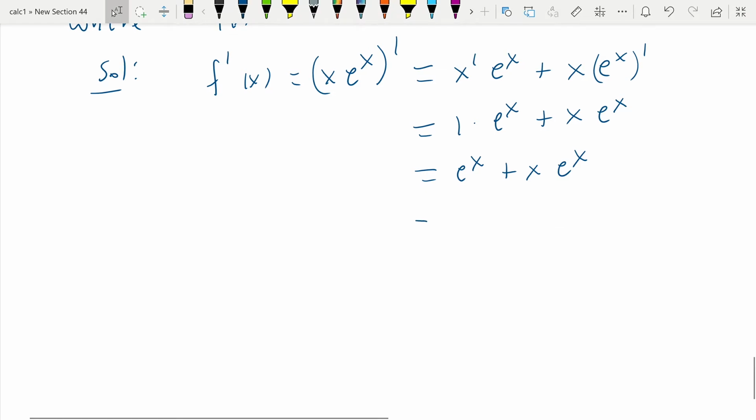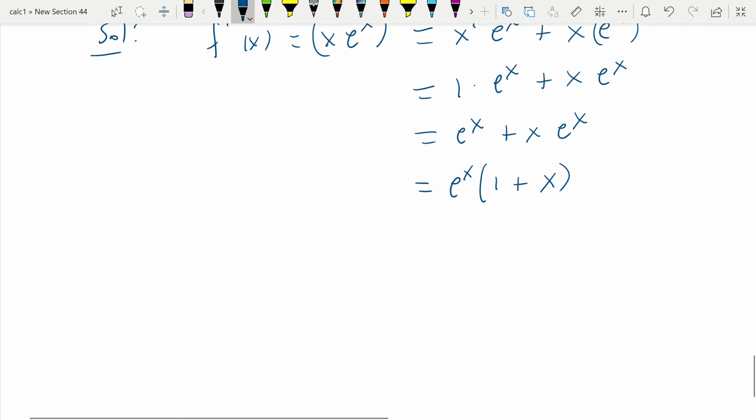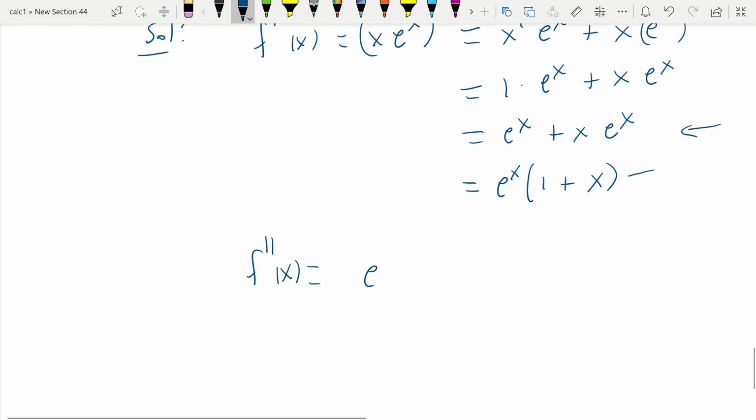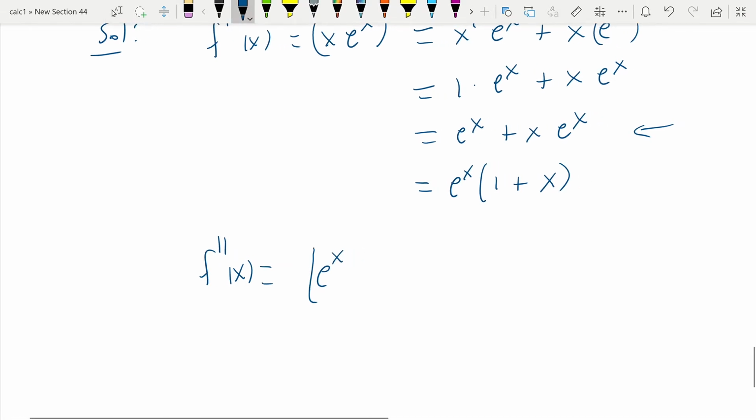And well, notice that we have a common factor here. This is e to the x times 1 plus x. So for the second derivative, we need to differentiate this thing here, which, well, we're going to use this formula instead of the last one. I mean, they're both the same thing, but it's going to be easier for us to find the pattern for a reason you'll see very quickly.